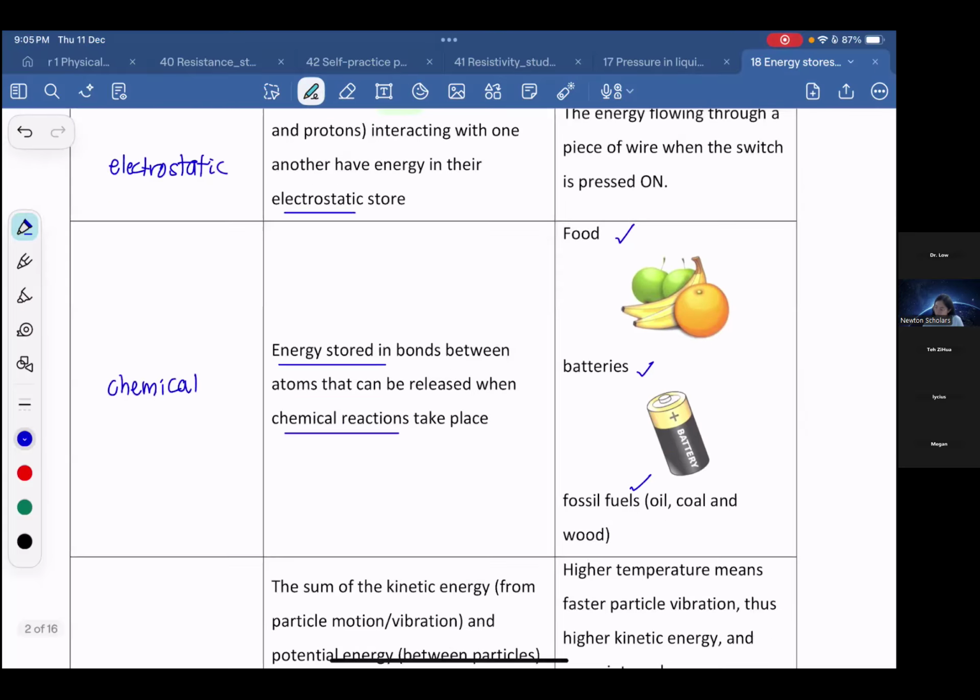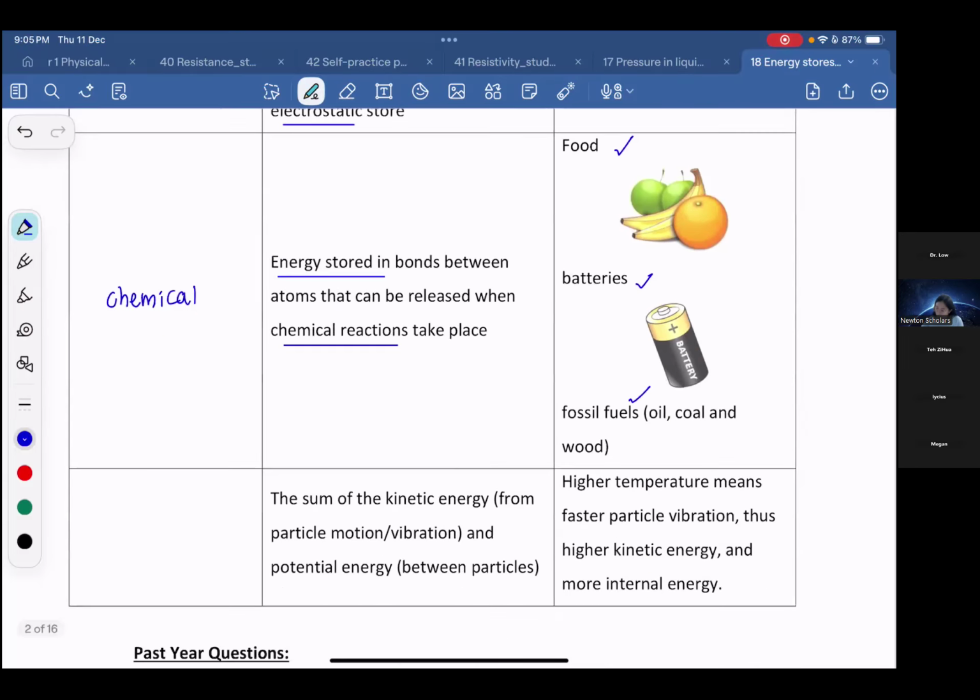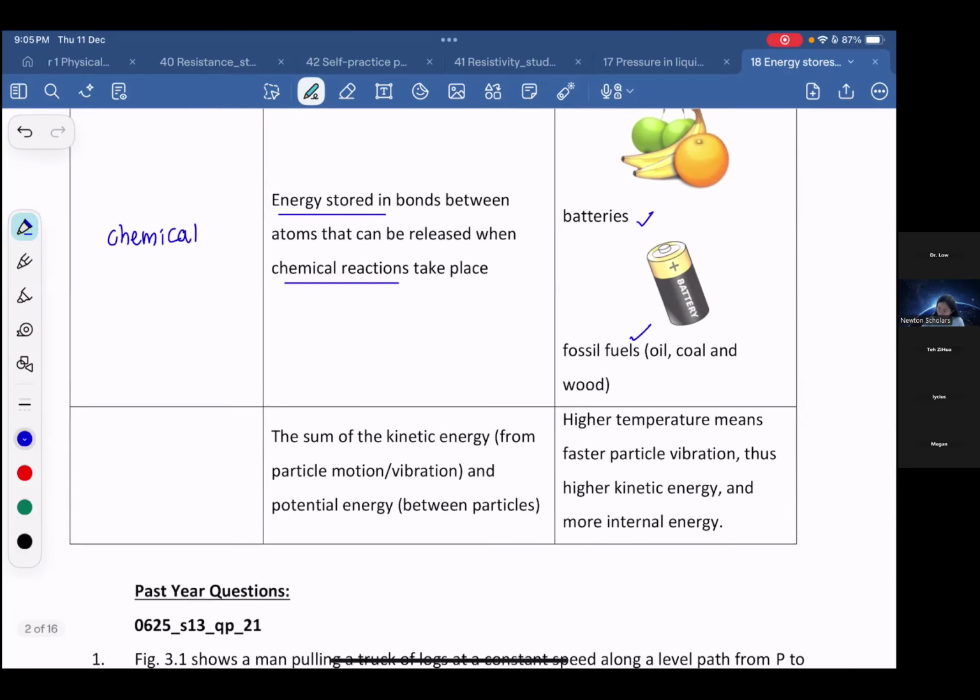Okay, next. The sum of kinetic energy and potential energy. The kinetic energy is from the particles vibrating. When particles vibrate, the particles have kinetic energy, and between the particles they will have potential energy. This kind of store is called internal, or thermal.